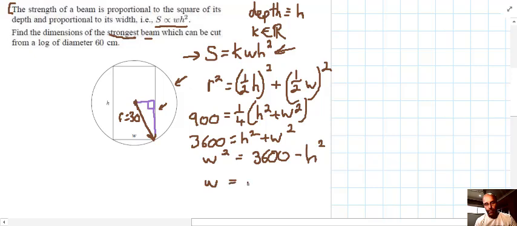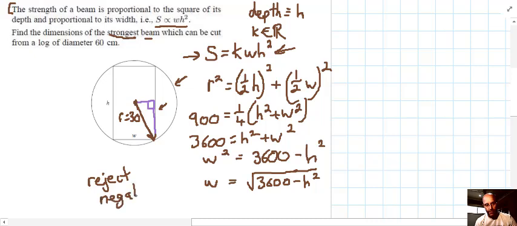W will be the square root of 3600 minus H squared. Now, whenever you take the square root of something, you get a positive or negative, but I've rejected the negative result, because we're talking lengths, and lengths are always positive.